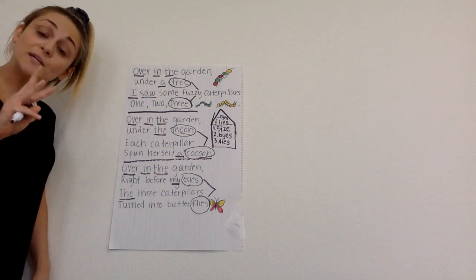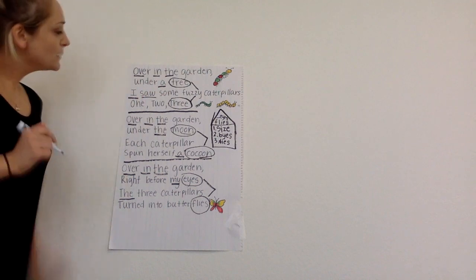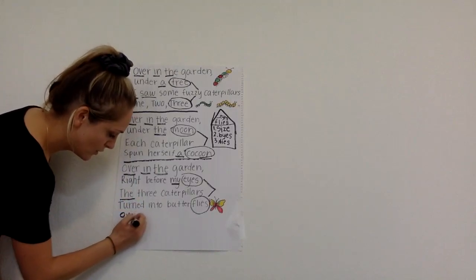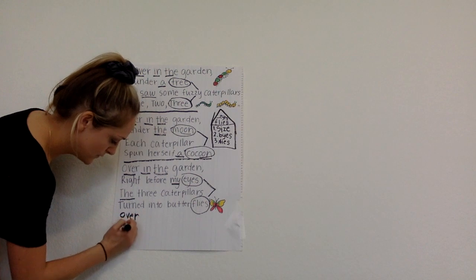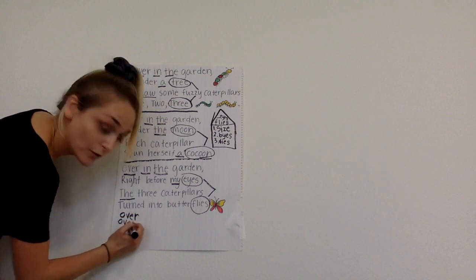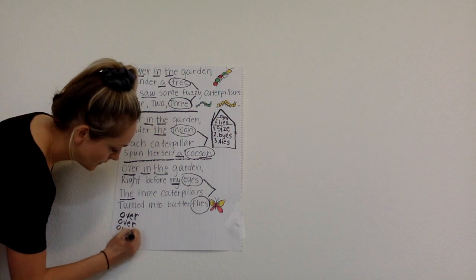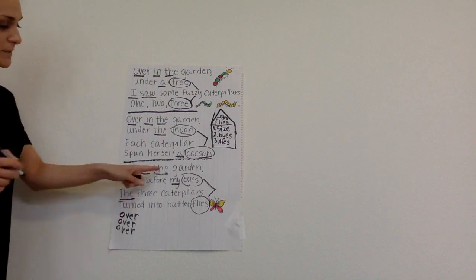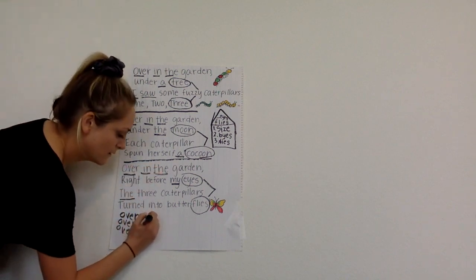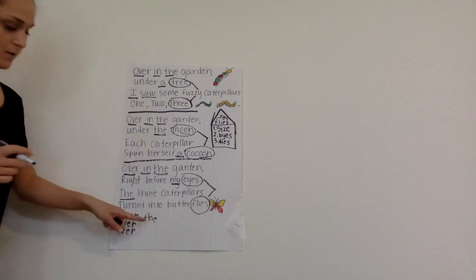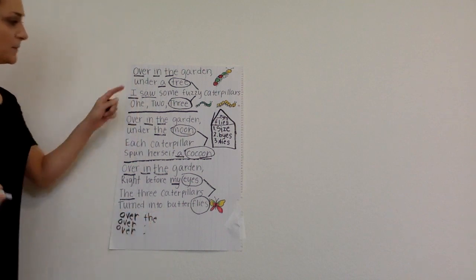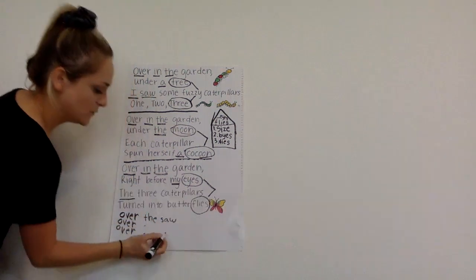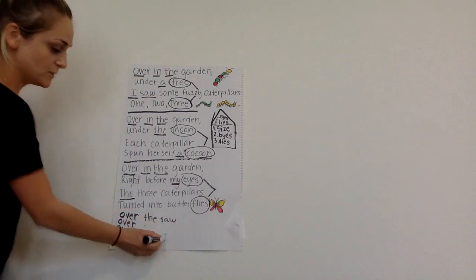Now I would like you to pick 3 sight words to write 3 times. I'm going to pick the sight word over, over, over, and over, over, over, over. I'm going to pick the sight word the, and I will write it 2 more times. And then I'm going to pick the sight word saw, saw. And I'm going to write that 2 more times.